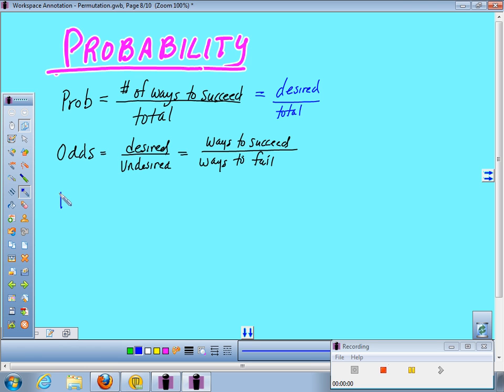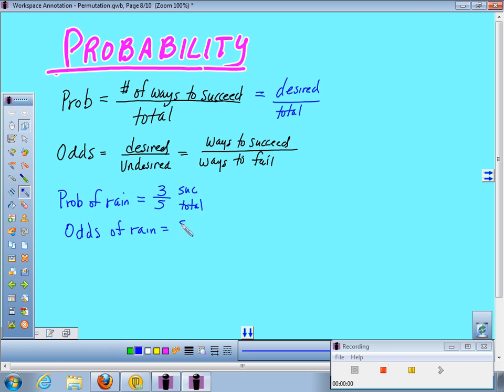Okay, if I tell you the probability of rain today is 3 out of 5, what are the odds of rain today? 3 out of 5? Oh, that's wrong. That is very wrong. Tell me what the odds of rain today is. 3 out of 2. Because this was 3 ways to succeed over 5 total ways.